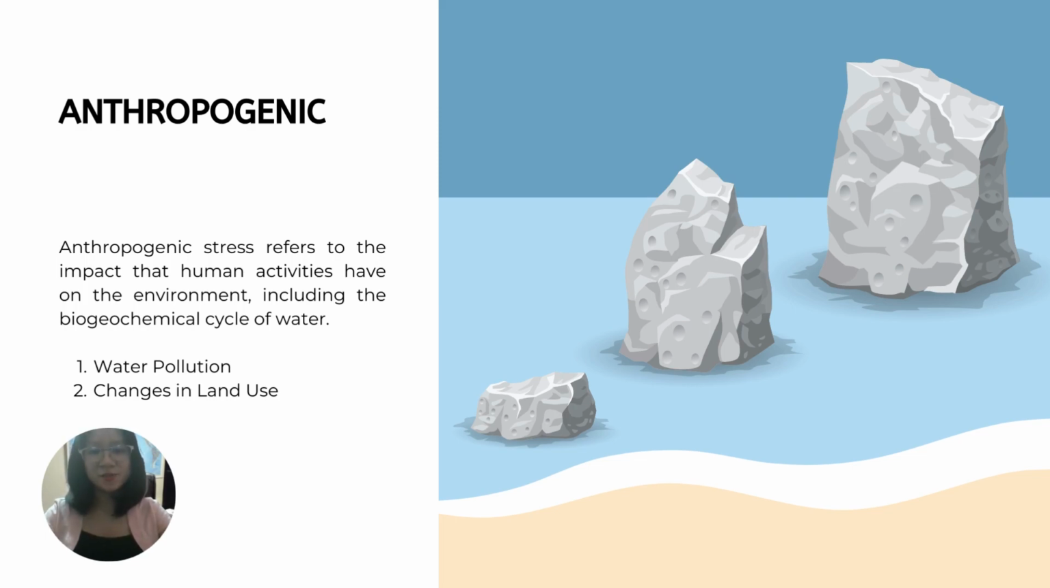Another way that human activities have impacted the water cycle is through changes in land use. The conversion of natural landscapes to agricultural or urban areas can lead to changes in the way water moves through the landscape, altering the hydrological cycle and leading to changes in precipitation patterns and groundwater recharge. These changes can have significant impacts on the availability of water resources for both human and ecological communities.